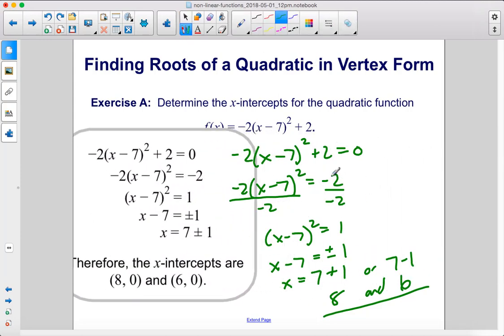So because these roots are 8 and 6, those are the x coordinates. And of course the y coordinates will be at 0 because these are points where the graph intercepts the x-axis.